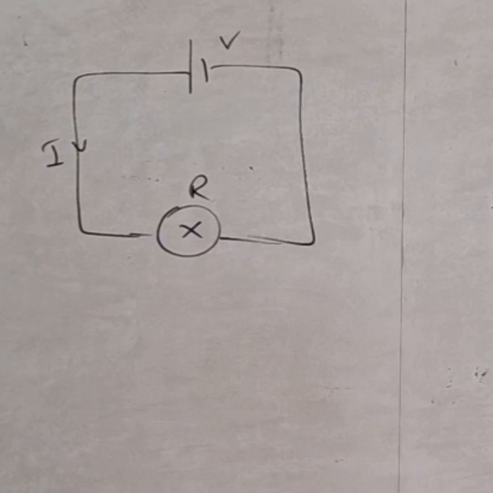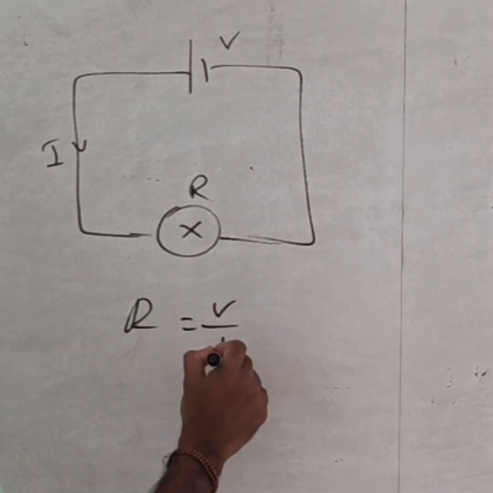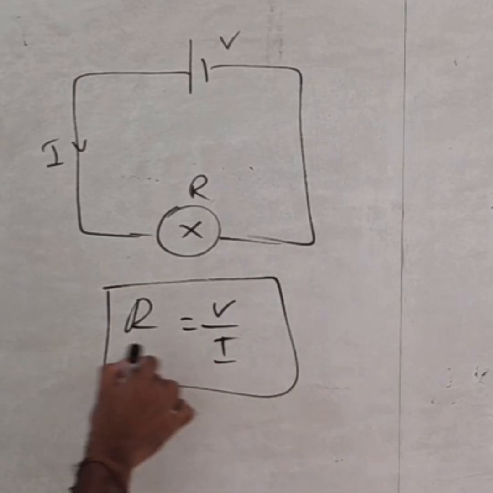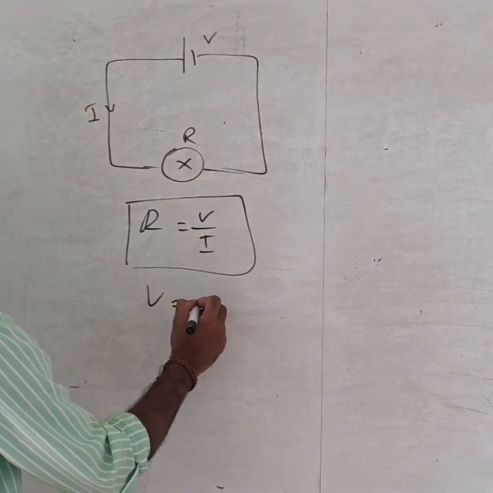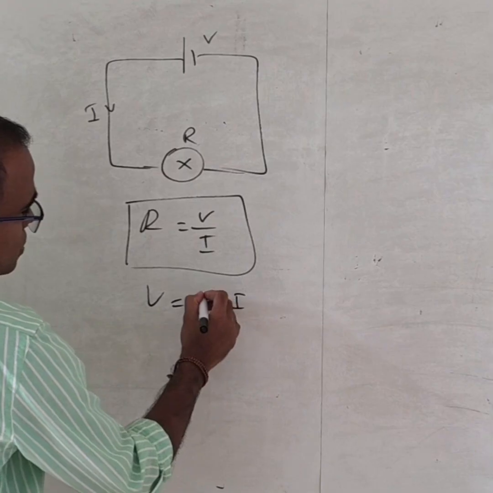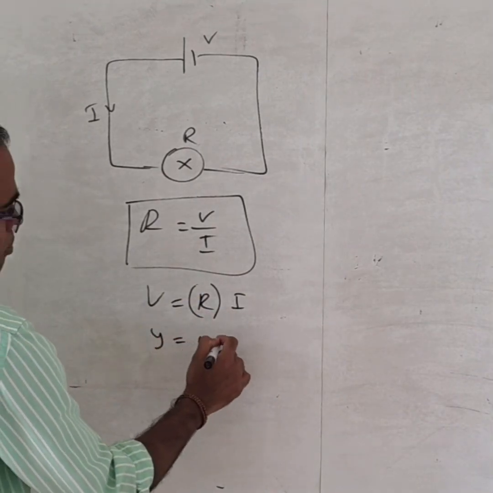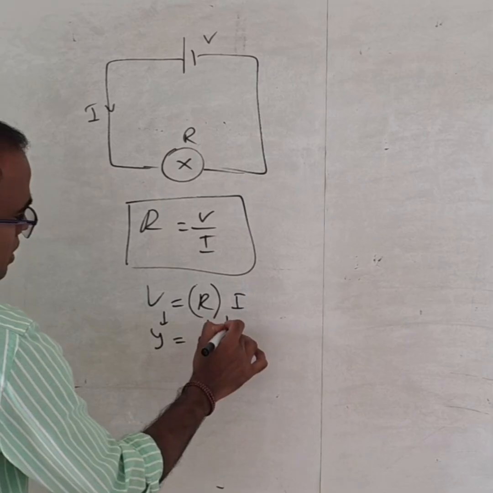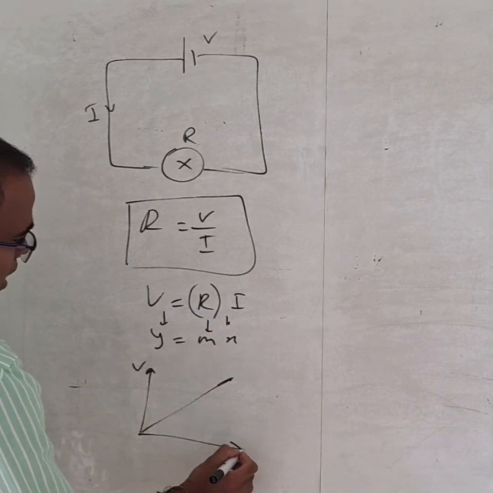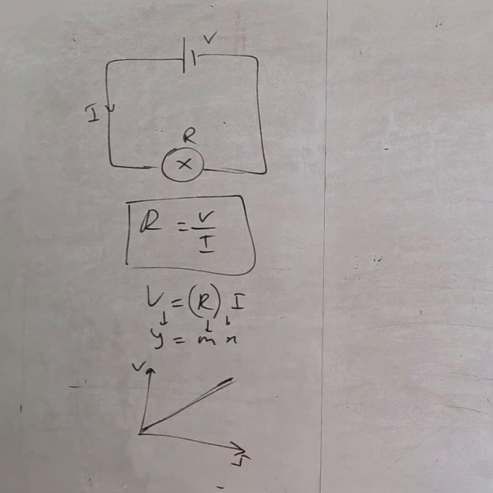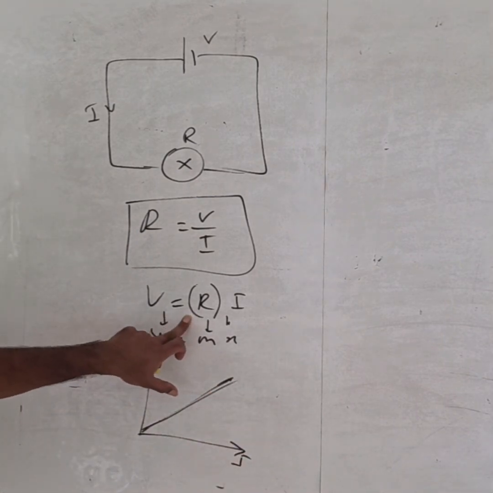So the relationship between R, V and I is given by R is equal to V over I. From here we say that V is equal to RI. R is a constant, so it is like a Y is equal to mx kind of format. If we draw this, we already know it is a straight line of V against I. We assume that the resistance of this resistor is not changing.